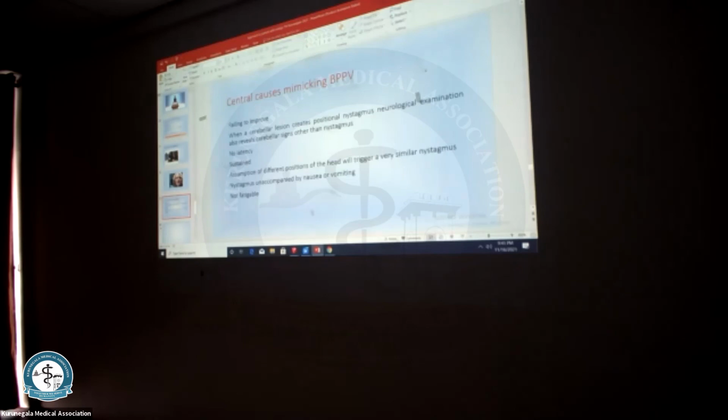So I mentioned there will be rare cases where central causes might mimic this. You can suspect it if the patient is not improving, and if the nystagmus is not very typical of a typical BPPV.